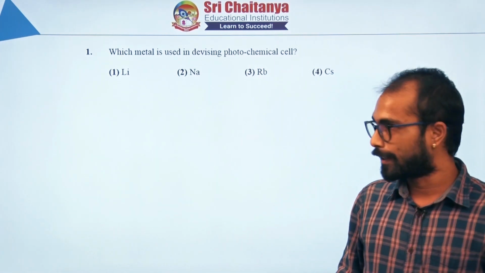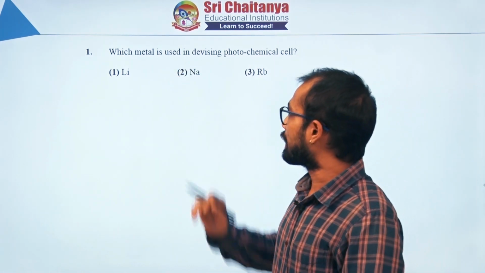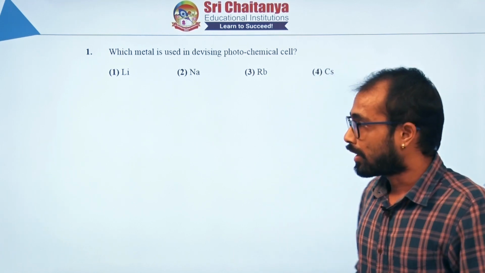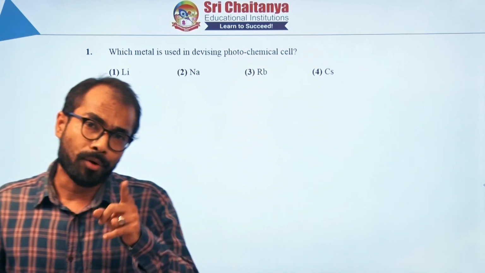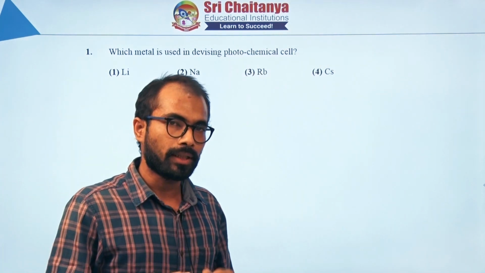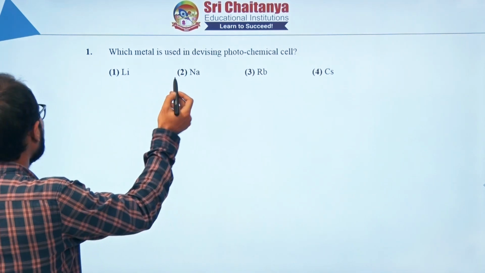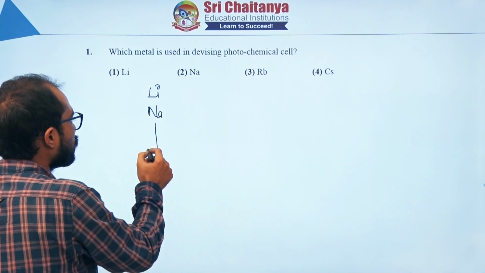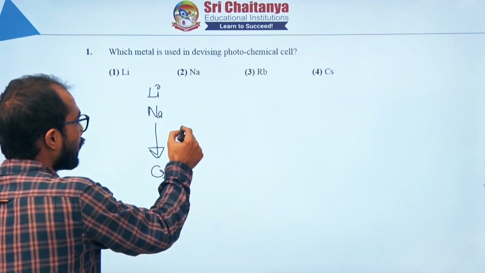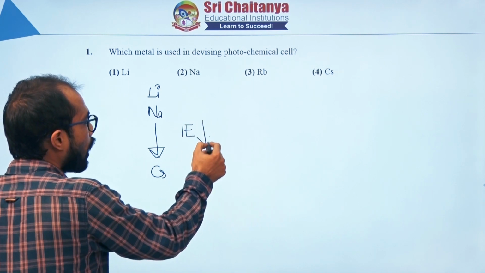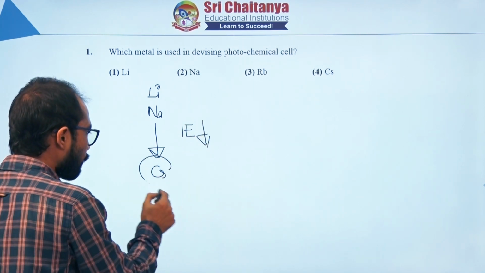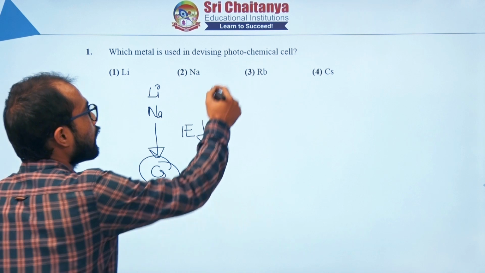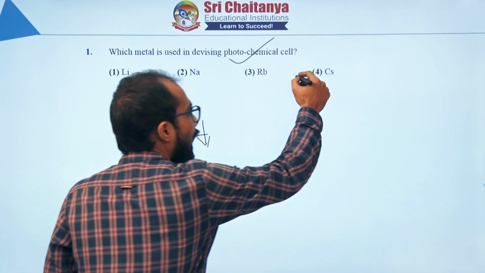The first question that you see here in front of you is which metal is used in the devising of a photochemical cell. For this, the criterion is that ionization energy has to be low. When you see lithium, sodium, and you move down to cesium, we know that ionization energy decreases down the group. So this one has the lowest IE, and that makes it suitable to use in a photochemical cell. Therefore the answer is 4.